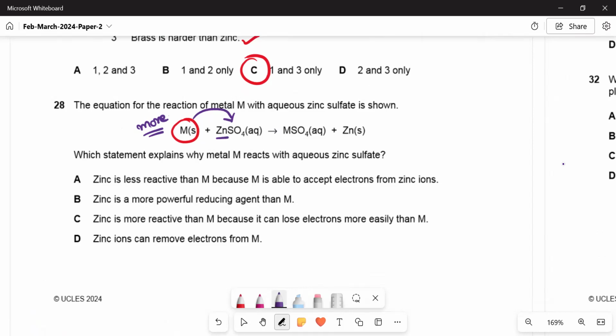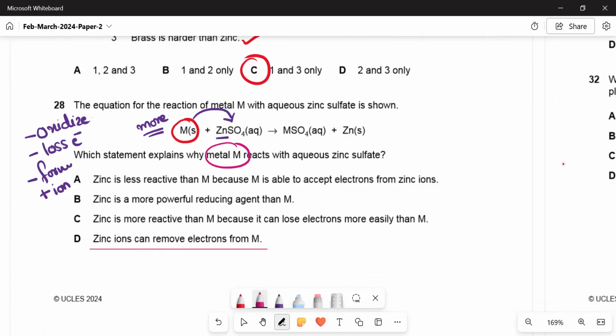So if it is more reactive, it can oxidize easier than the less reactive metal. It can lose its electrons easier. It can form the positive ion easier as compared to the less reactive metal. So which statement explains why metal M reacts with zinc sulfate? Zinc ions can remove electrons from M. Metal M will lose the electrons, and zinc removes the electrons from metal M.